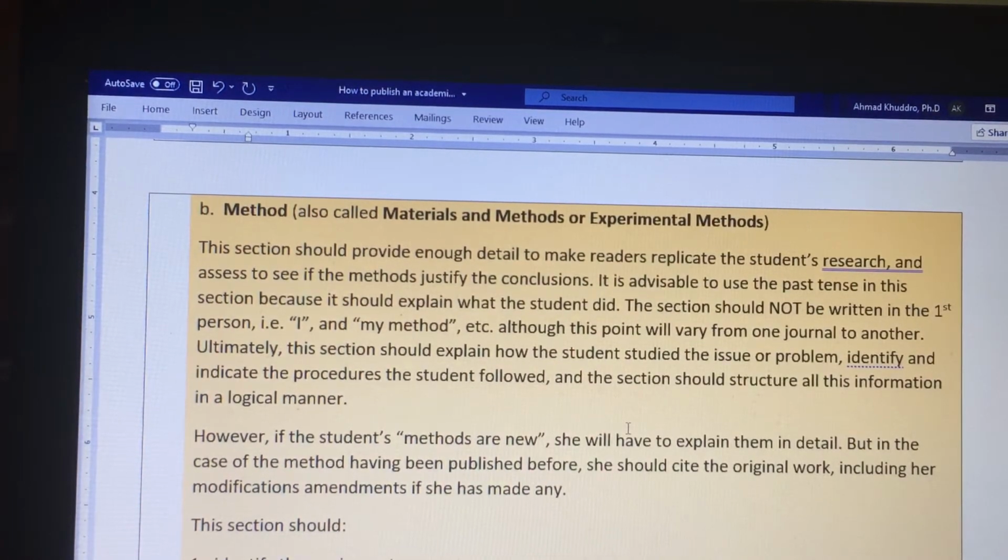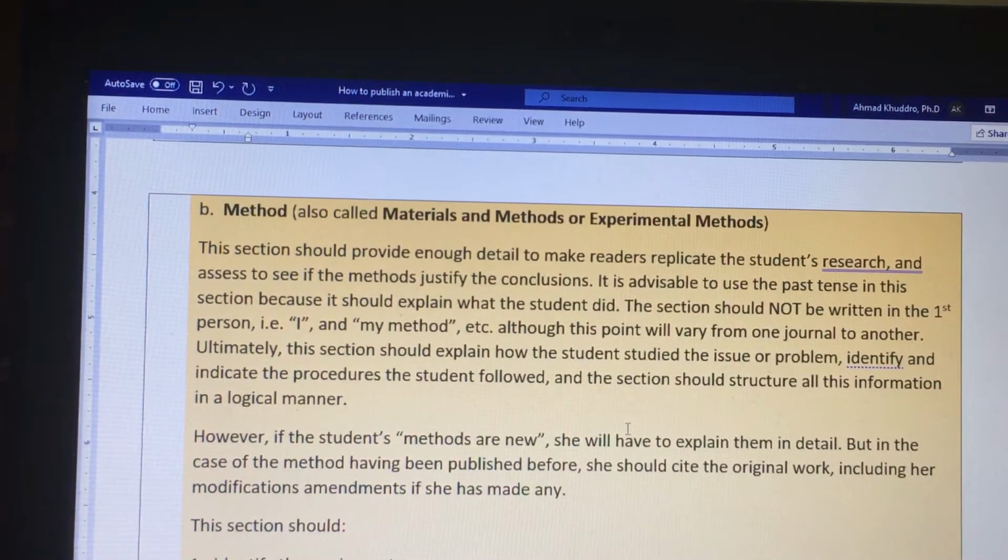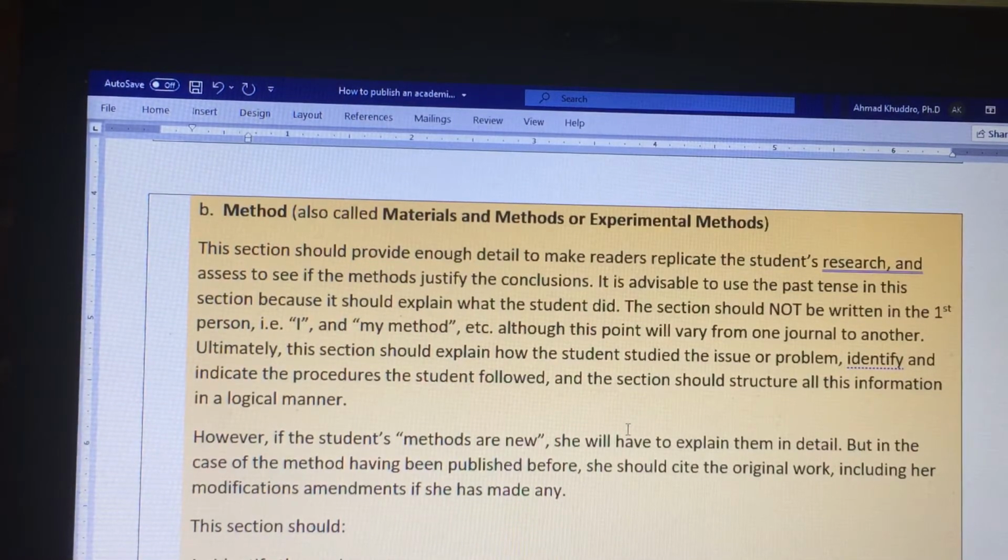Now, again, we are still under the body of the text, and after we talked about the introduction, number B is method, or sometimes they call it methods of experimental, or methods or material and experiment, or experimental methods. So either methods and materials, or experimental methods, or methods. Or some people call it, it's better to call it methodology at times.